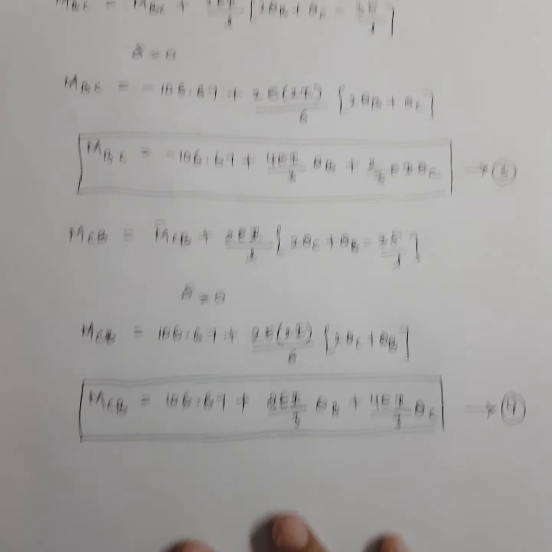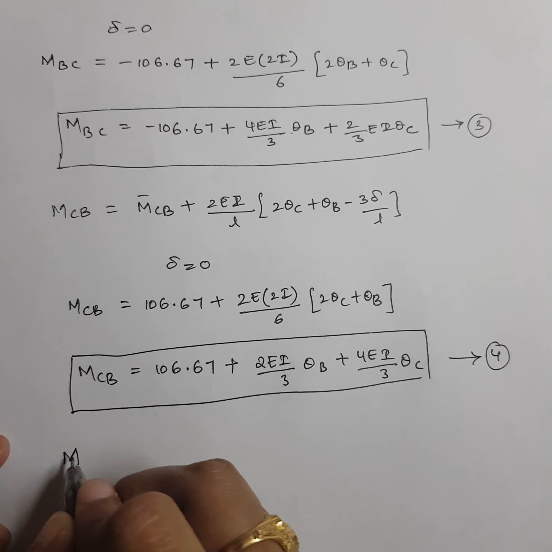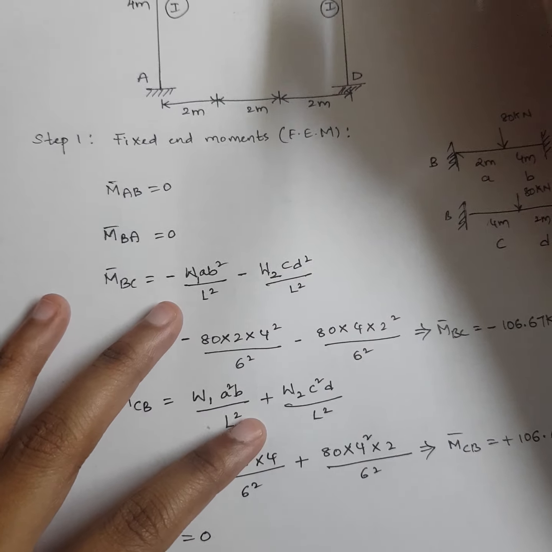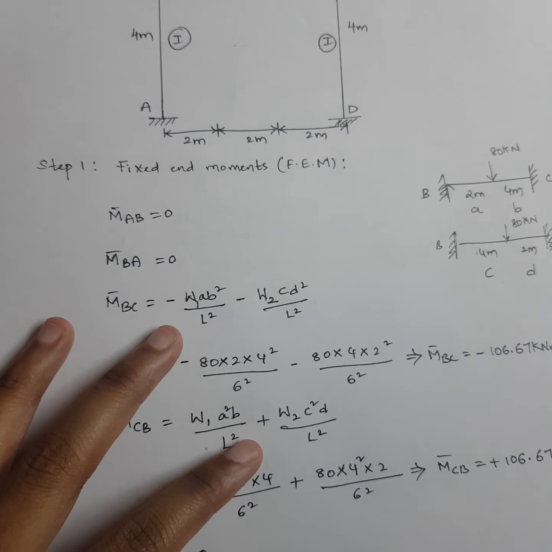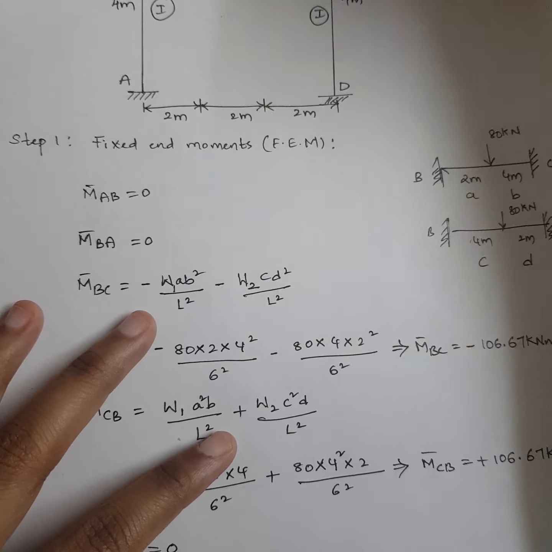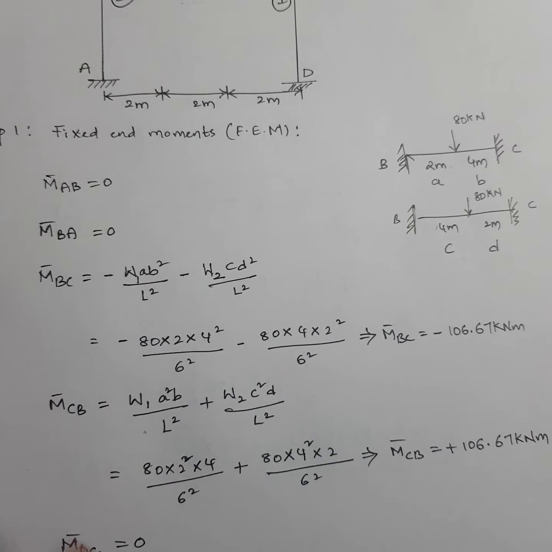Similarly, let's write the next slope deflection equation, which is for the member from D to C. Generally for columns we take from the bottom support, from the left, upwards, like this. So what is MDC equal to?